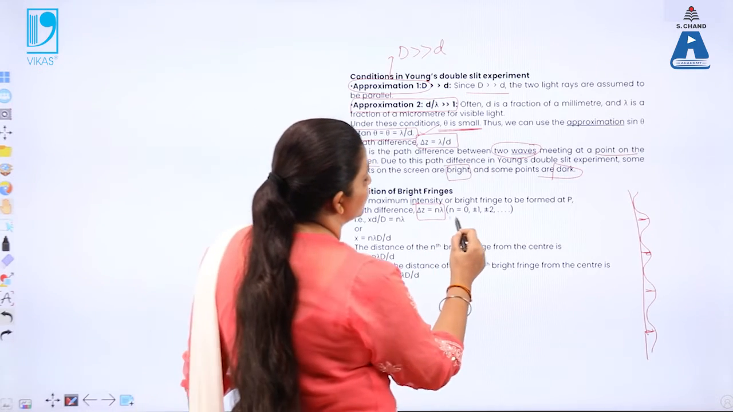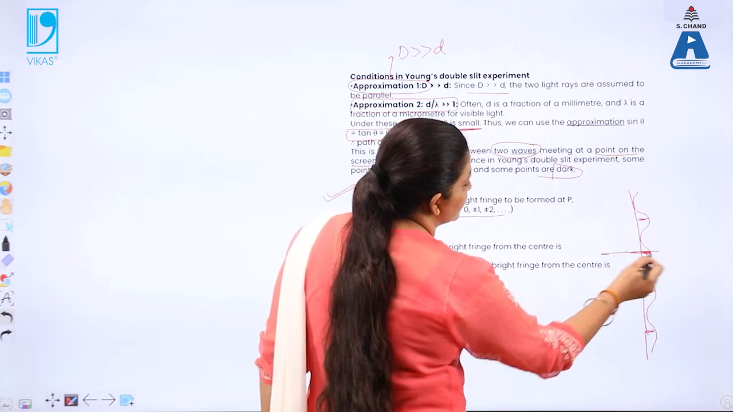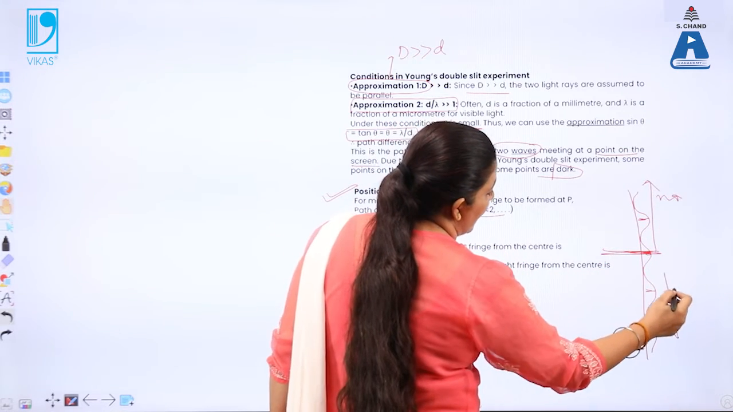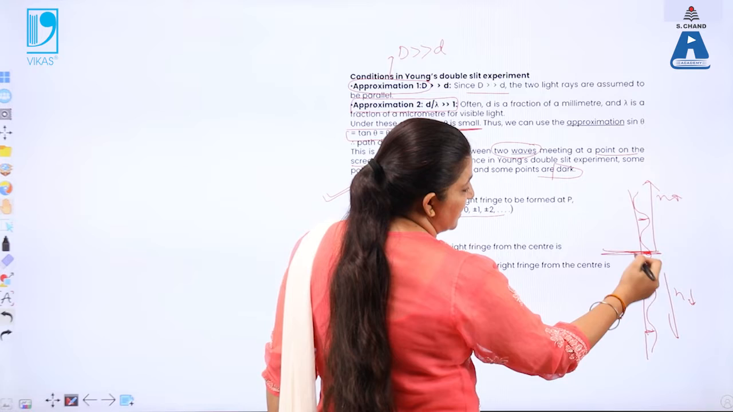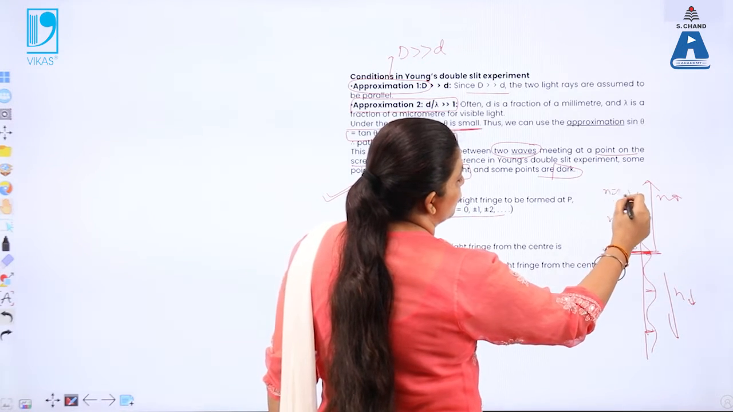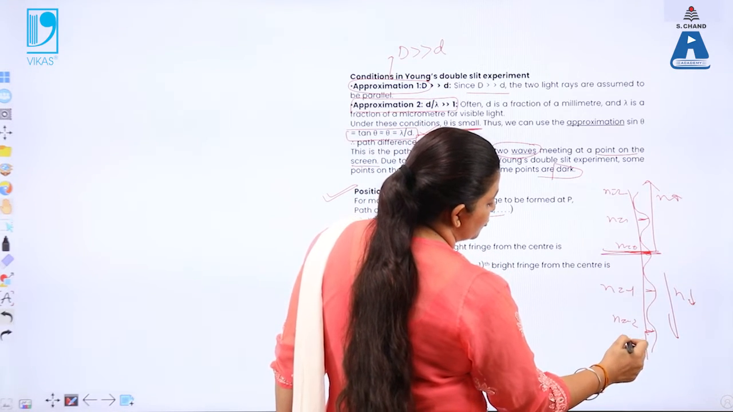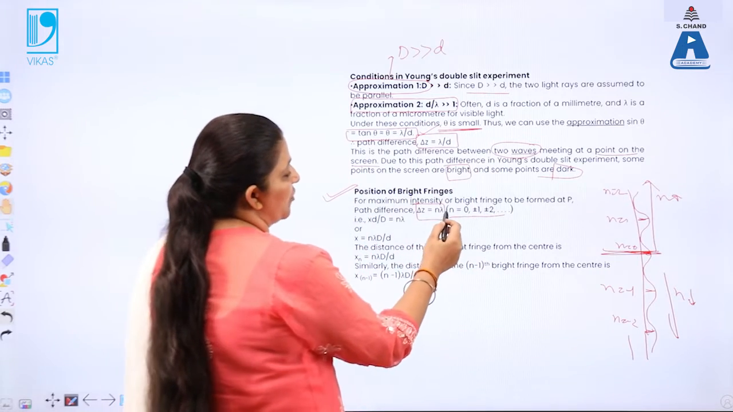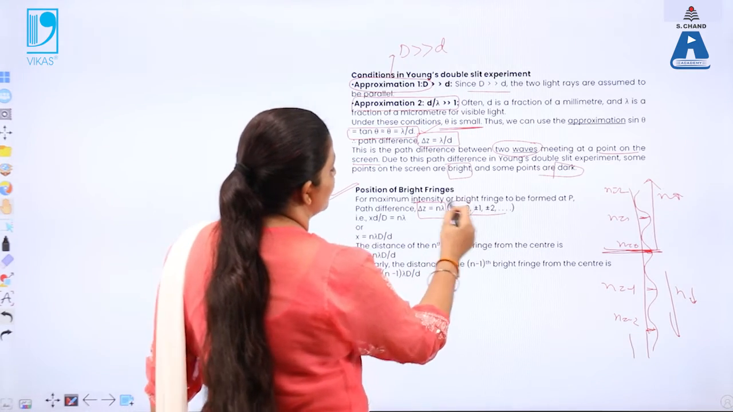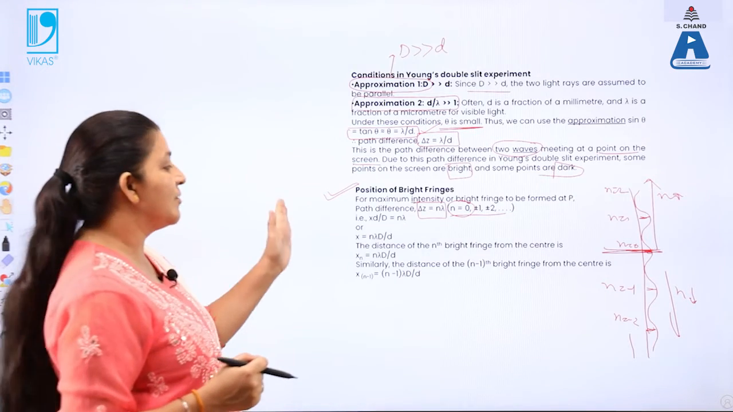Here n can take values 0, plus minus 1 and plus minus 2. For the central maxima we take n equals 0, then n equals 1, n equals 2 and so on along this side. In the downward direction we get n equals -1, -2 and so on. So n equals 0 is the condition for central maxima, which means at the center the maxima will be formed.